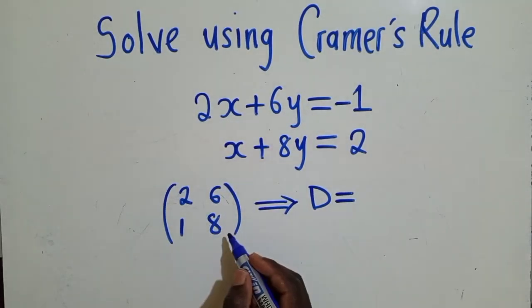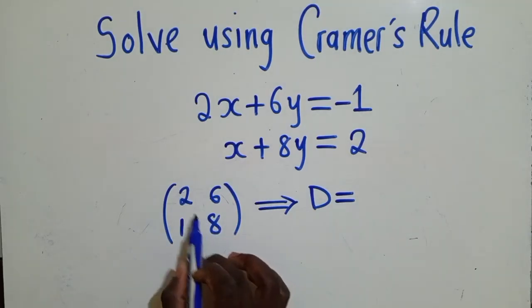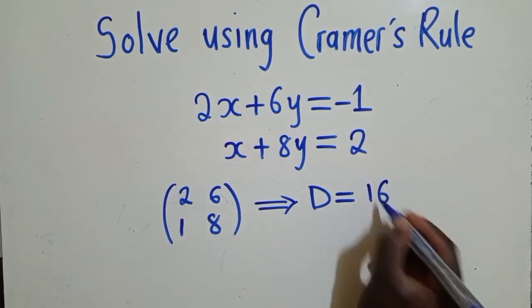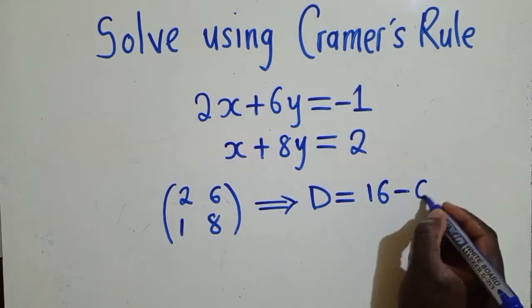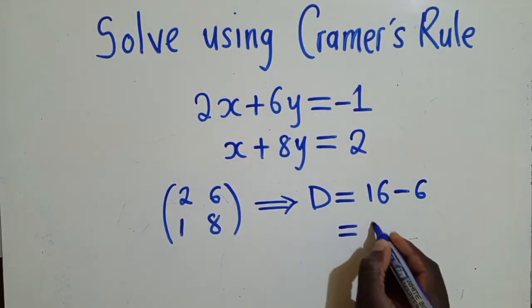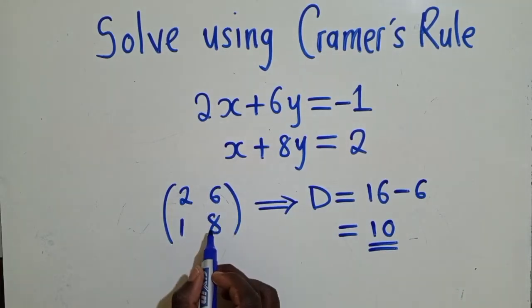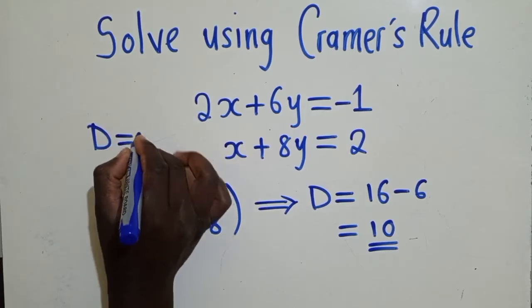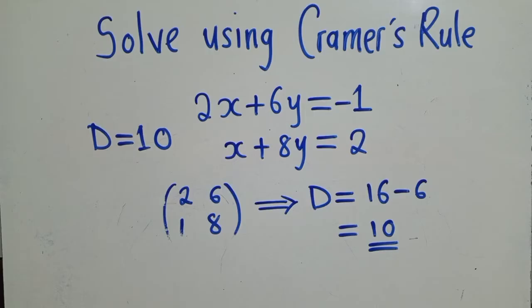For a 2 by 2 matrix, how do we find the determinant? You multiply the major diagonal, so it will be 2 times 8. That will give us 16. And then we say minus 1 times 6, which is 6, which will give us what? A 10. So the determinant of this 2 by 2 matrix is 10. Let's write it here. So D is equal to 10. We need to use it.